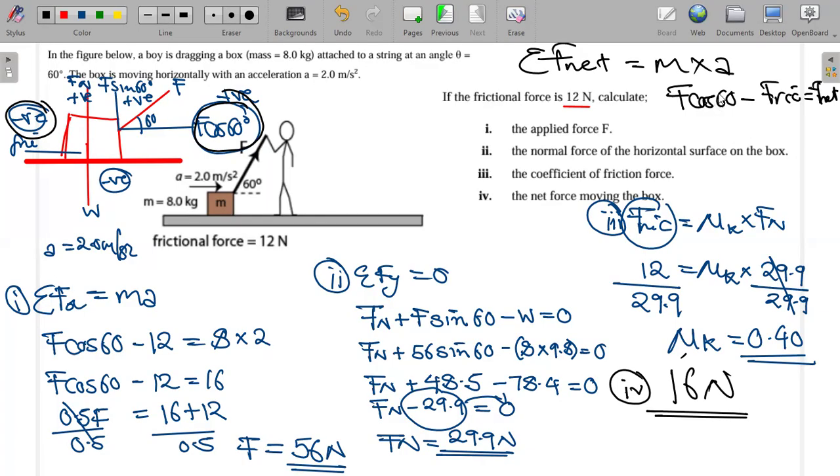Because even if you use this one, we said cos 60 is equal to half, it's 0.5. So 56 multiplied by 0.5, you're going to get 28 here. Then 28 there minus the friction, which is 12, is still going to give you 16. It's the same thing. Even here, you just say 8 multiplied by 2. This is going to give you 16 newtons. So that is it, the net force in this particular case. And that marks the end of this set of questions.